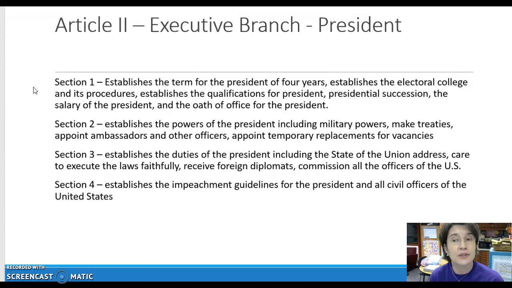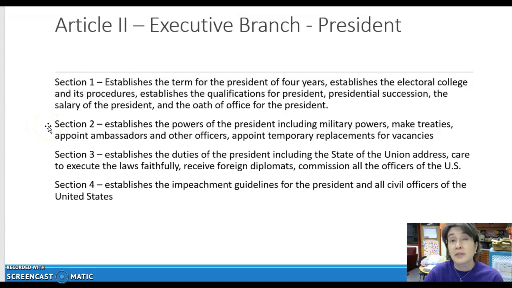That means who takes his or her place in the event that he or she is not able to continue with their duties. Also establishes the salary of the president, and in that section you also find the oath of office for the president. In Section 2 of Article 2, that establishes the powers of the president, including military powers, the power to make treaties, appoint ambassadors and other officers, also to appoint temporary replacements for vacancies.